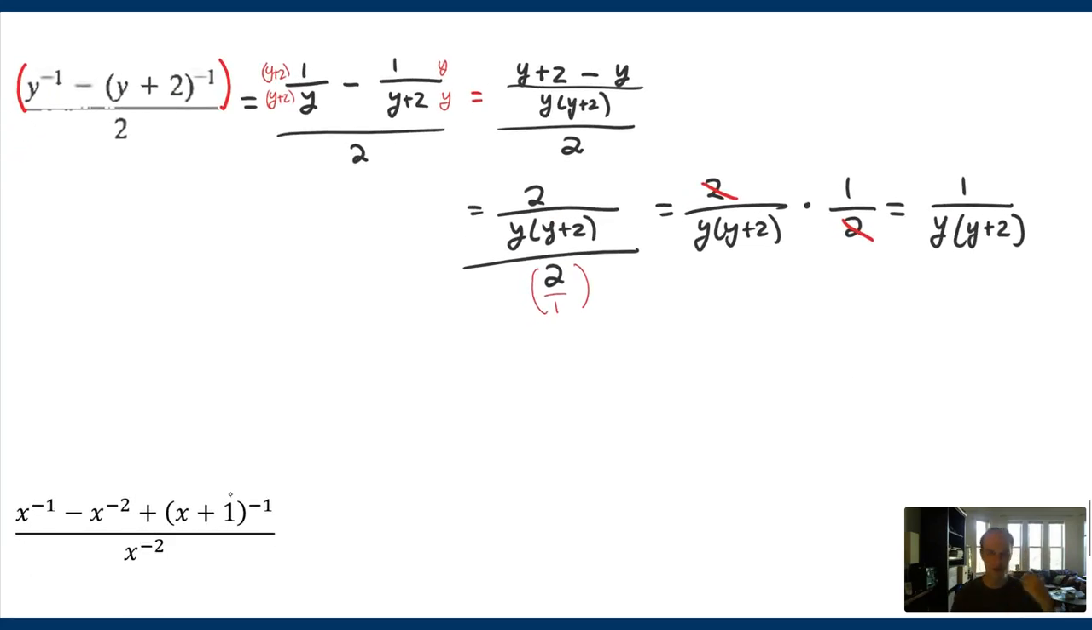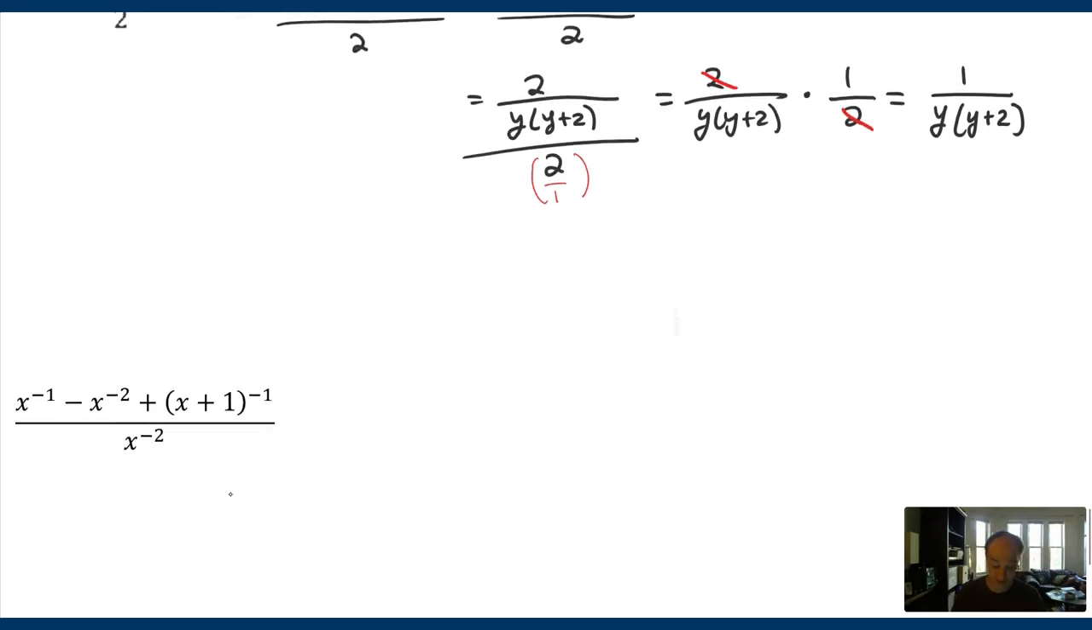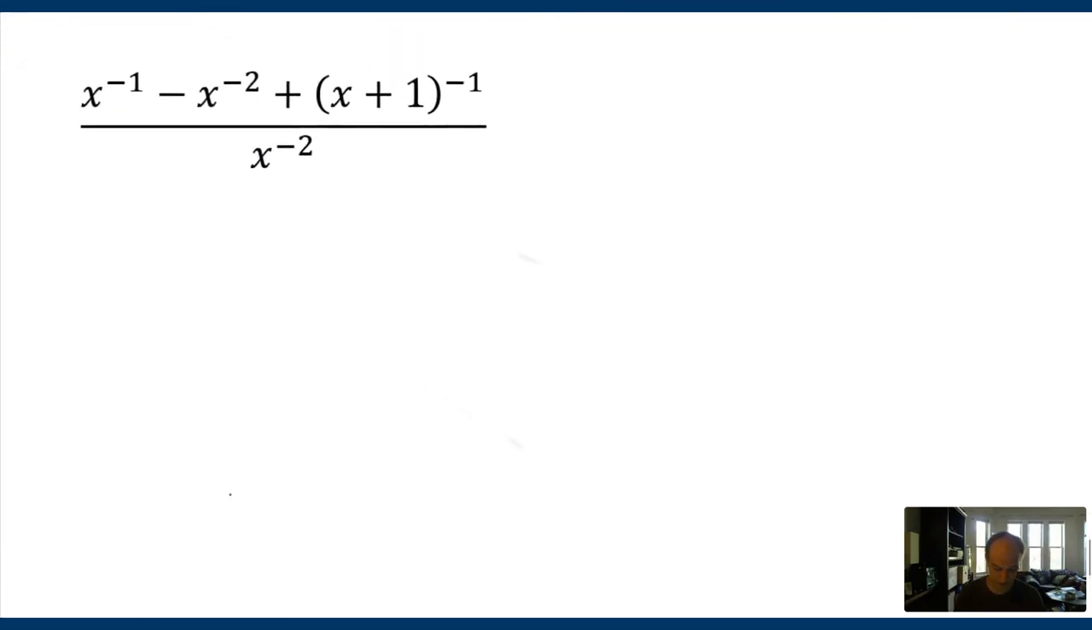As long as you know that you shouldn't cancel right away, instead you should write them as fractions, especially when you have multiple terms inside. And then treat these like any other complex fraction that you would deal with. One last problem. Are you ready?